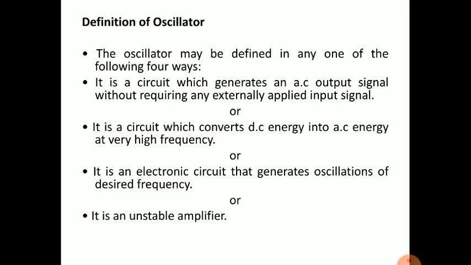Next definition: it is an electronic circuit that generates oscillations of desired frequency. Desired frequency means we can choose the output frequency, that is, by adjusting some knob or some component value, we can change the output frequency. That is in our hands. So that's how we will get desired frequency.